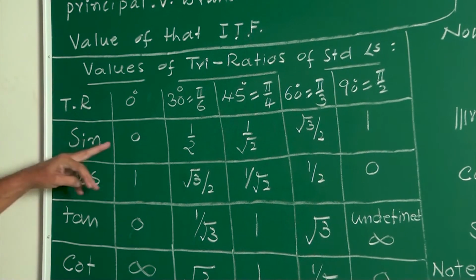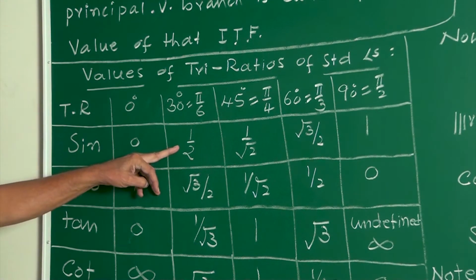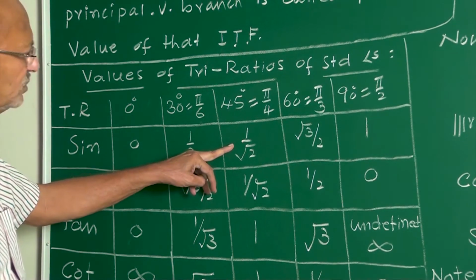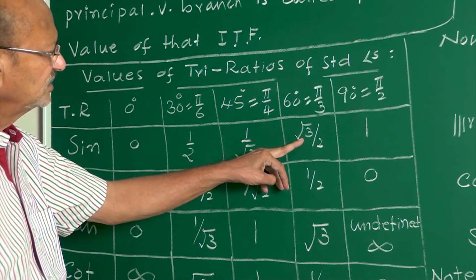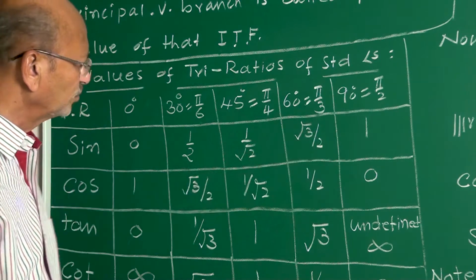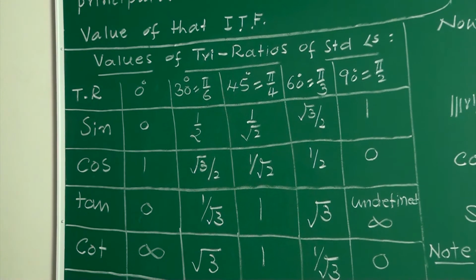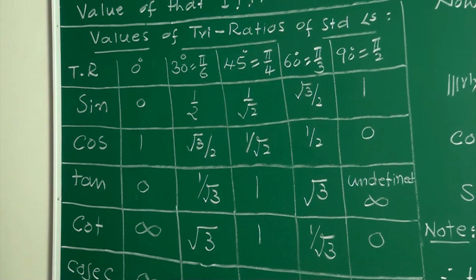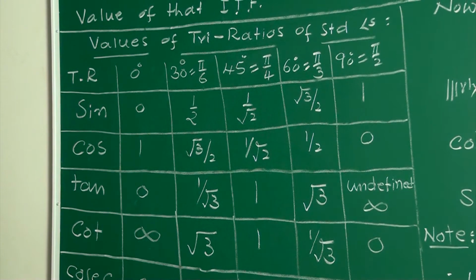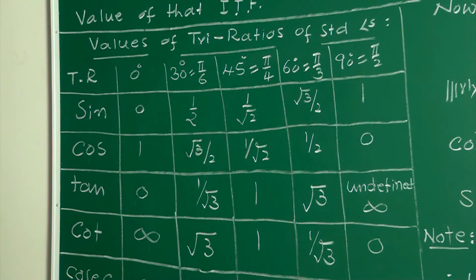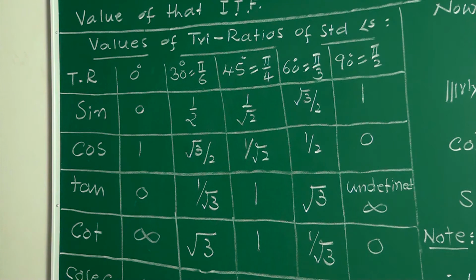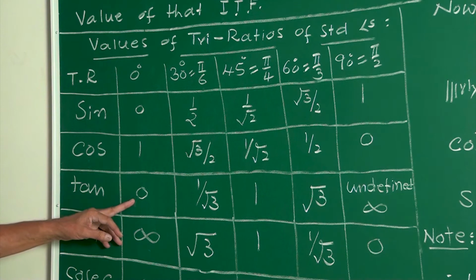This is sine. Sine 0 is 0. Sine 30 is 1 by 2. Sine 45 is 1 by root 2. Sine 60 is root 3 by 2. Sine 90 is 1. Cos 0 is 1. Cos 30 is root 3 by 2. Cos 45 is 1 by root 2. Cos 60 is 1 by 2. Cos 90 is 0.